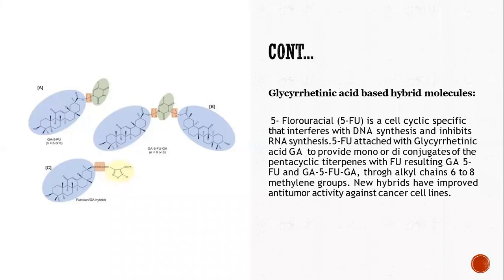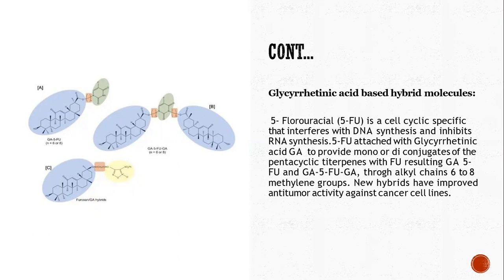Another application is the formation of glycyrrhetinic acid-based hybrid molecules. 5-fluorouracil is cell cycle specific, interferes with DNA synthesis, and inhibits RNA synthesis. 5-fluorouracil is attached to glycyrrhetinic acid to provide mono or diconjugates of the pentacyclic terpenes with FU, resulting in GA5FU and GA5FUG, with alkyl chains of 6 to 8 methylene groups. The new hybrids have improved anti-tumor activity against cancer cell lines.